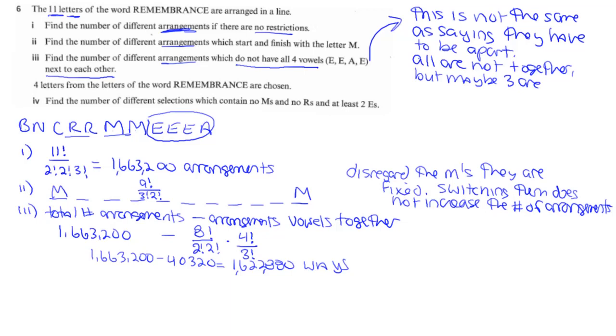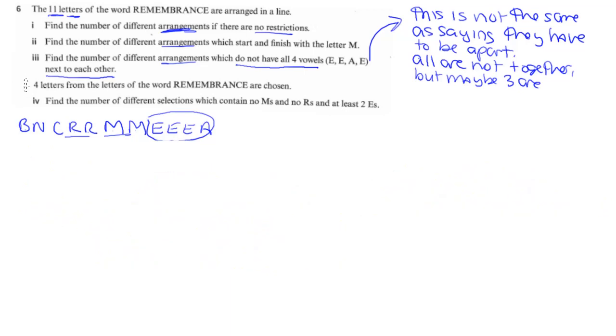And then we're going to end up with this number of ways where the vowels, all 4 vowels, are not together. All right, now I've got new information, and they say 4 letters from the word are chosen.